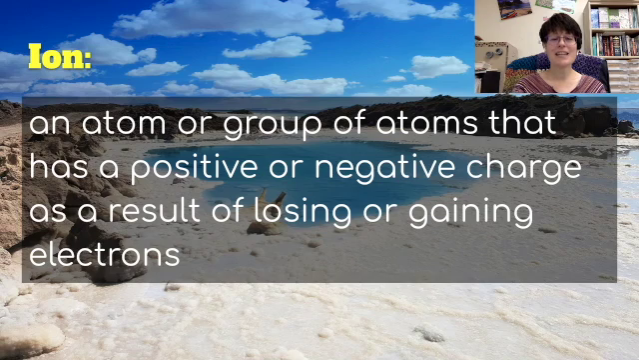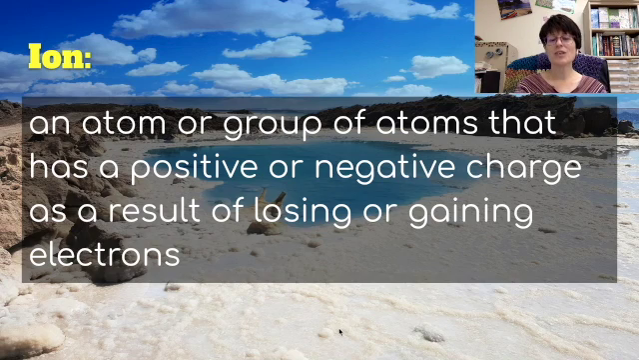And ionic bonding contains ions. This is an atom or group of atoms that has a positive or negative charge as a result of losing or gaining electrons. So if an atom loses an electron, it becomes positive and it becomes a positive ion. If it gains an electron, it becomes negative and becomes a negative ion. And we know that opposites attract. So that positive and negative ion, they will come together and form an ionic bond.